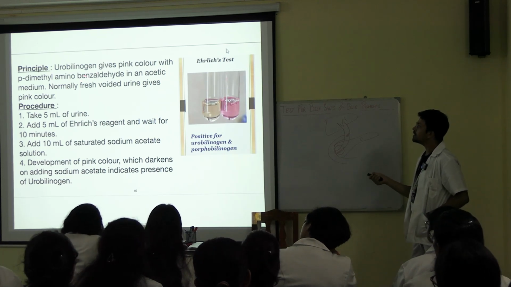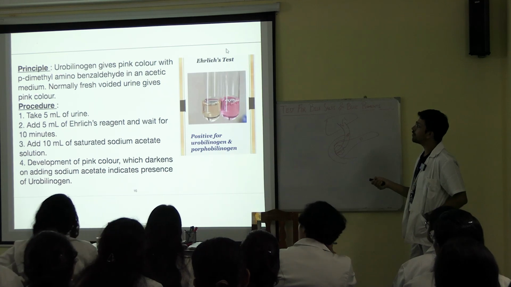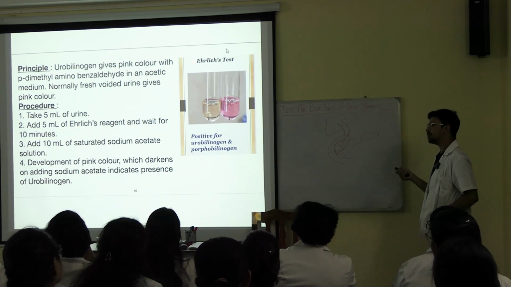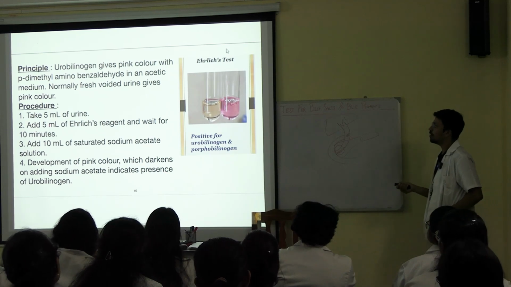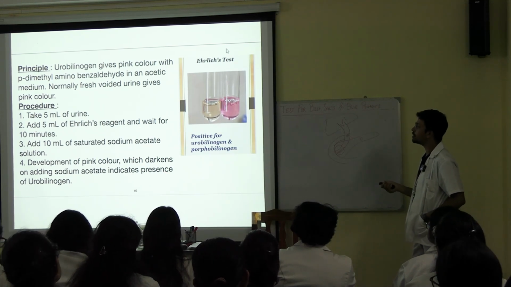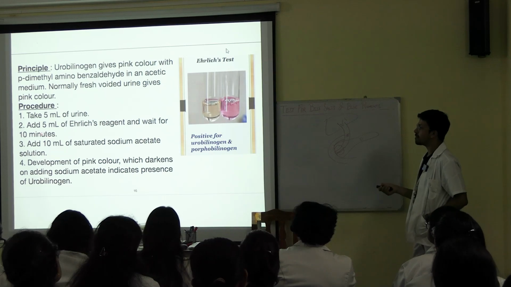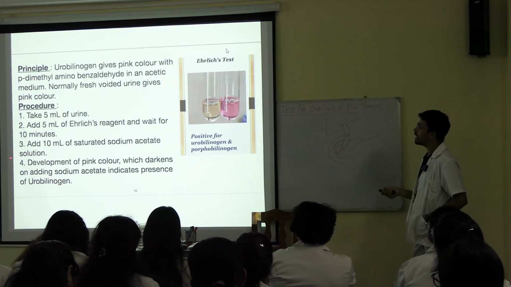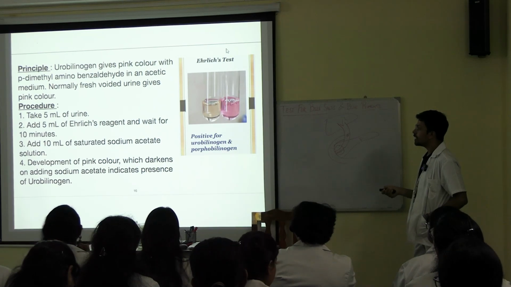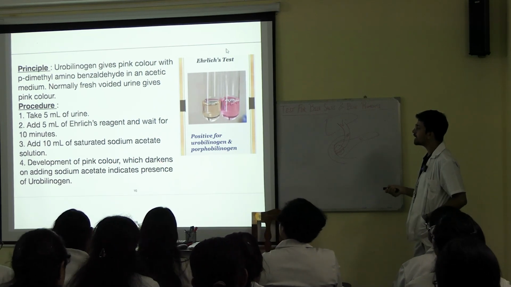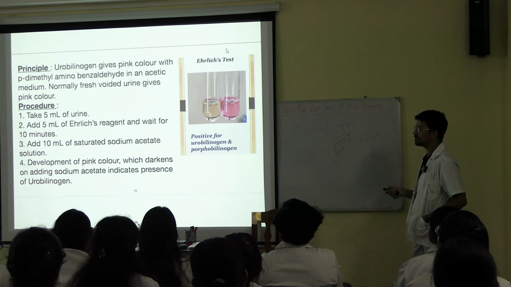Now once it mixes with the urobilinogen, it forms a pink color. So if there is a pink color appearing, that means urobilinogen is present. As simple as that. What is the procedure? Take 5 ml of urine, add 5 ml of Ehrlich reagent into it and wait for 10 minutes. And then again add 10 ml of saturated sodium acetate solution and then you see development of pink color which darkens on adding sodium acetate, indicating the presence of the urobilinogen.